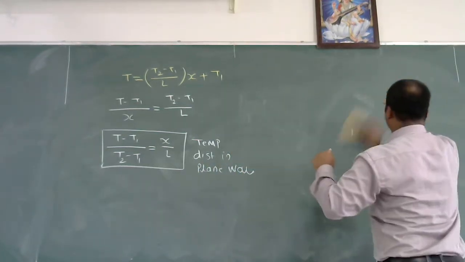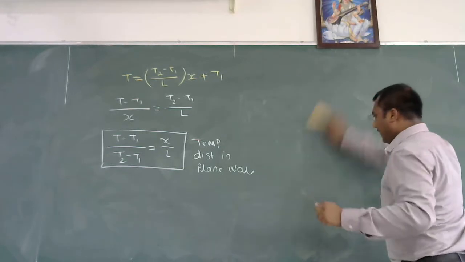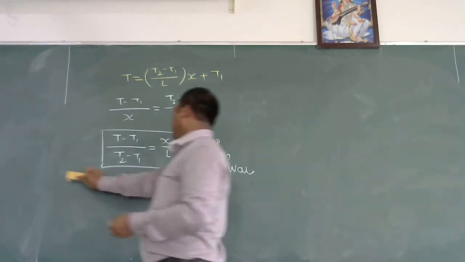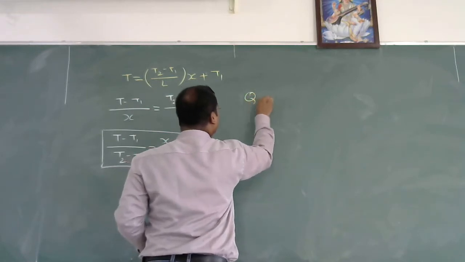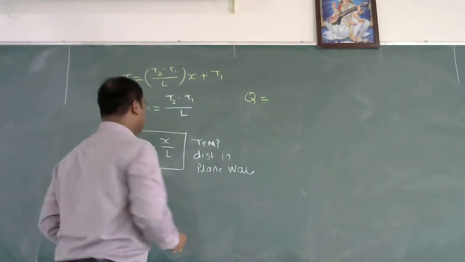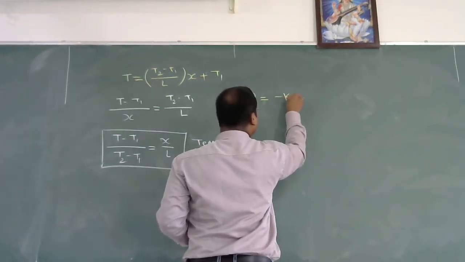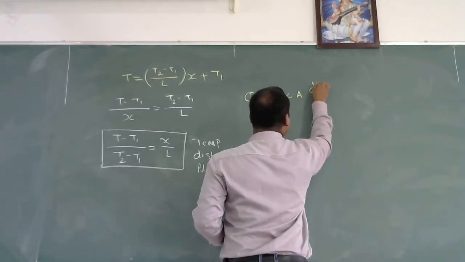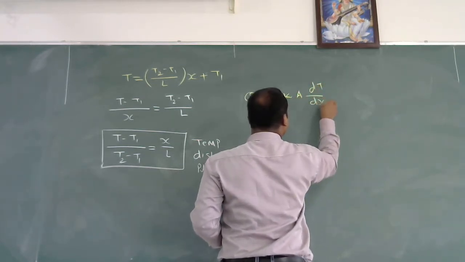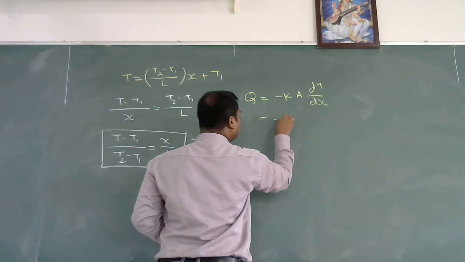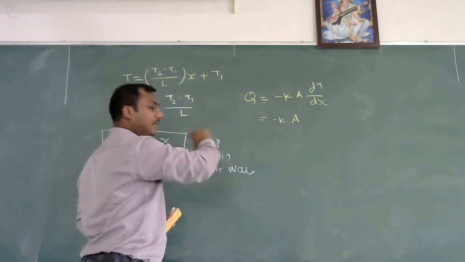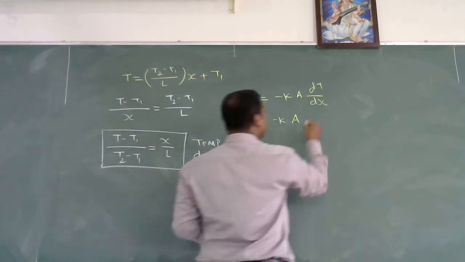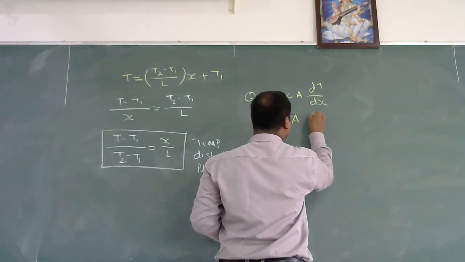Before we see the utility of this equation, we will first find out the rate of heat transfer Q. In this case, Q is equal to minus K into area into dT by dx. So this becomes minus K into area. If you recall the equation, dT by dx was C1.